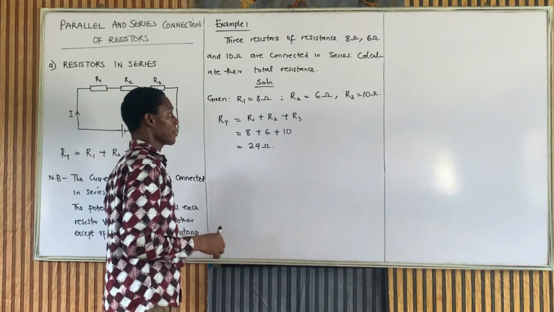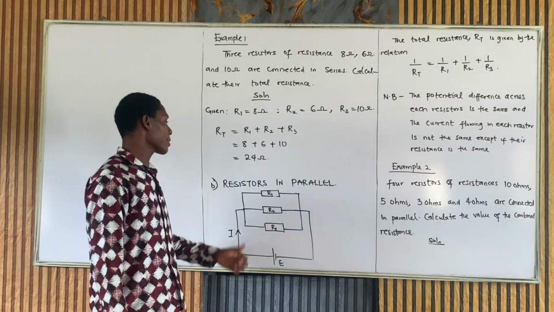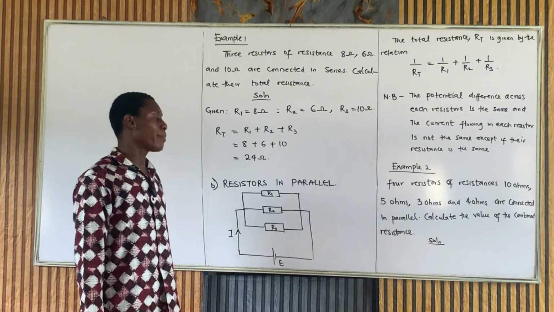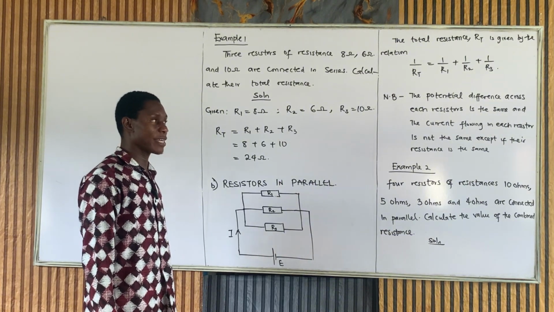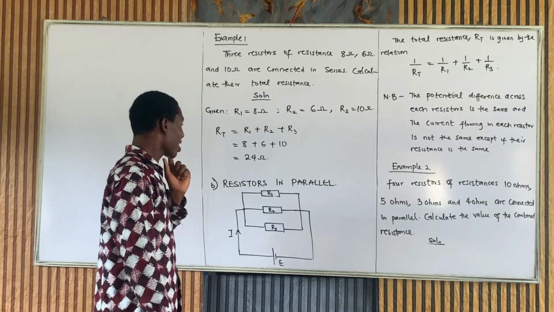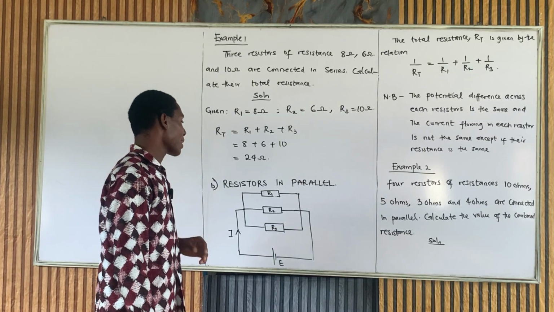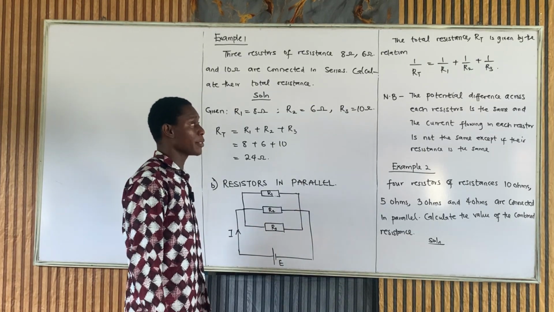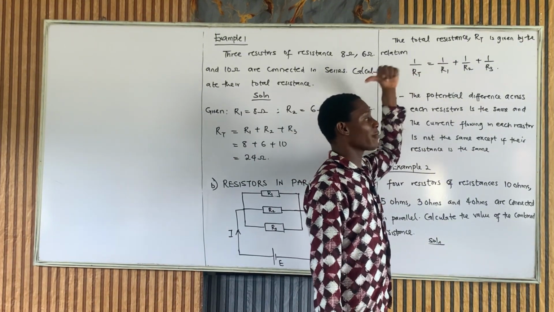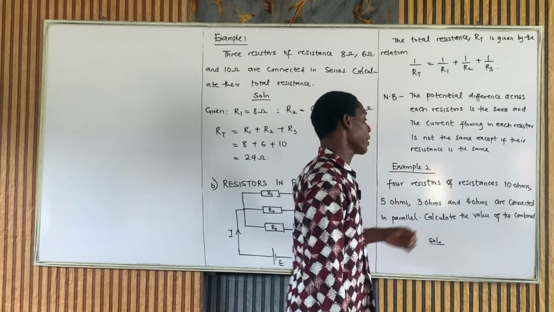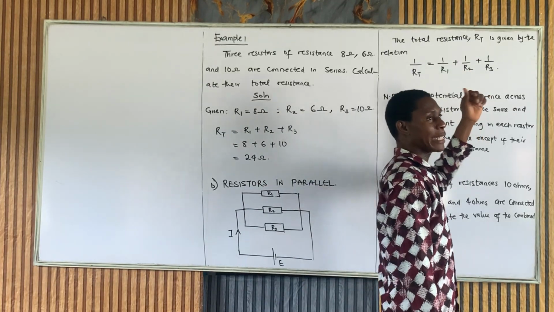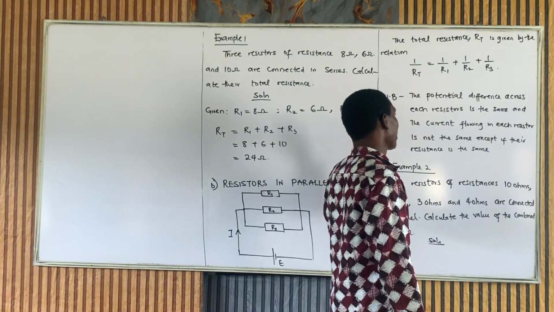That's that about this. Resistors connected in parallel now. If resistors are connected in parallel, they probably look very similar to this. This is how the basic connection should look. Now, it's important to know that the total resistance of this circuit will be given as 1 over total resistance is equal to 1 over R1, the resistance of the first resistor, plus 1 over R2, the resistance of the second resistor, plus 1 over R3, the resistance of the third resistor.